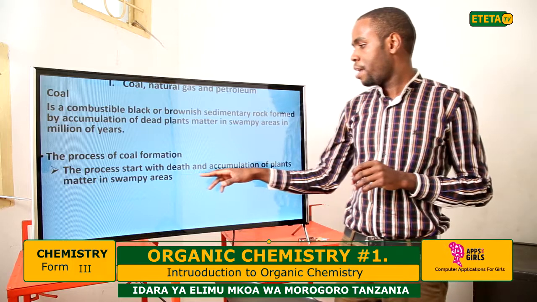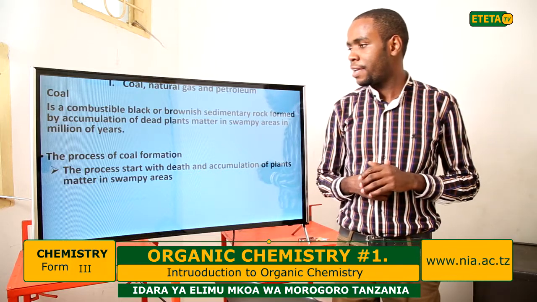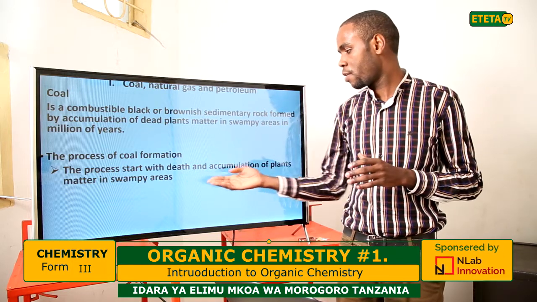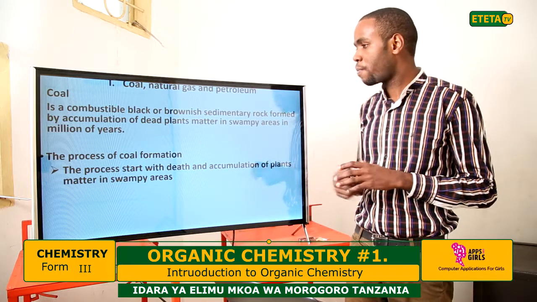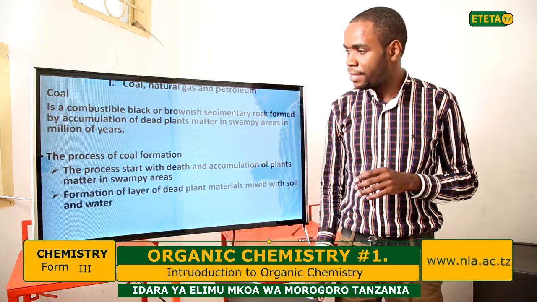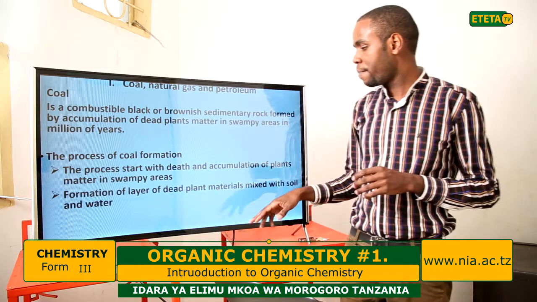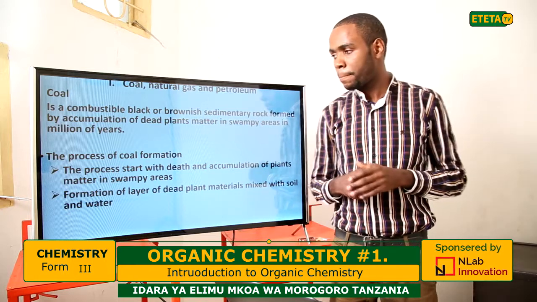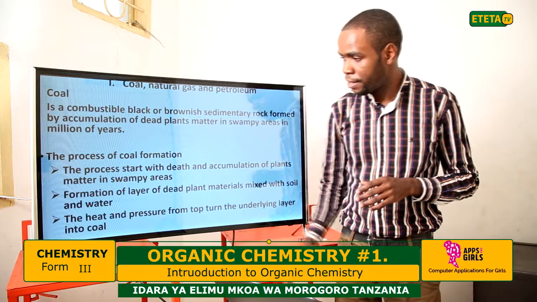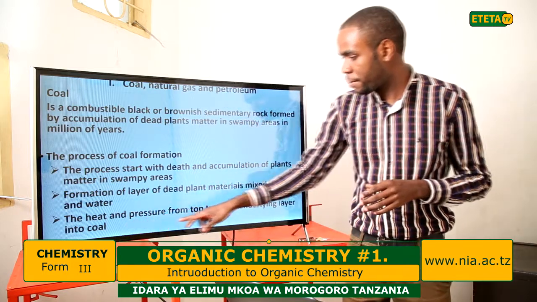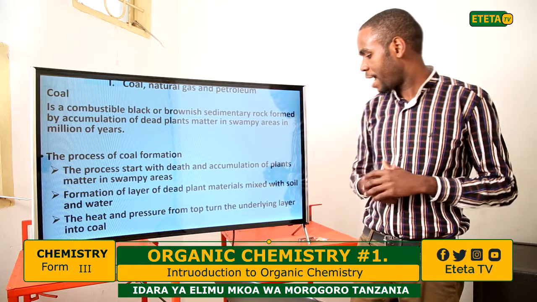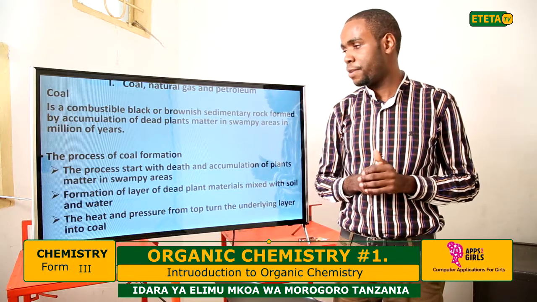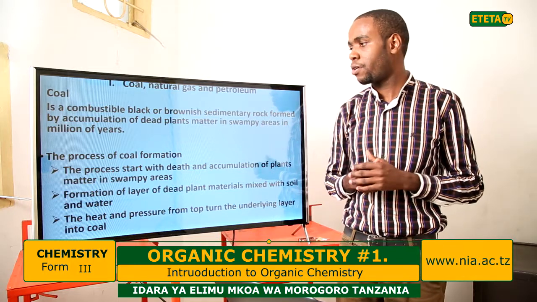Now, the process of coal formation. The process starts with death and accumulation of plant matter in swampy areas. The second step is formation of a layer of dead plant material mixed with soil and water. Then we end with heat and pressure from the top turning the underlying layer into coal. So these are the processes in which coal is formed.